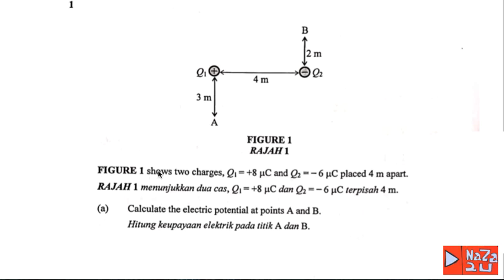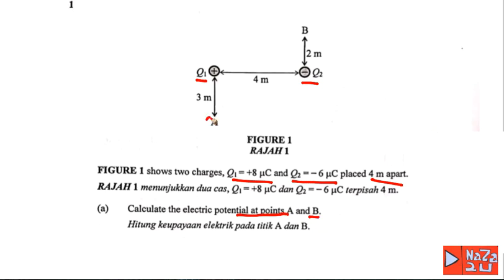Number 1, the figure shows two charges, Q1, 8 microcoulomb, and Q2, -6 microcoulomb, placed 4 centimeter apart. So this is Q1 and this is Q2, the distance is 4 meter. And number 1 is calculate the potential at point A and point B.